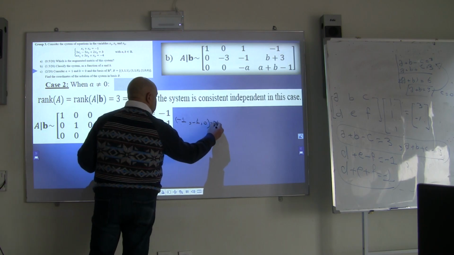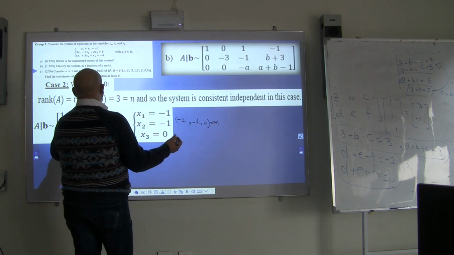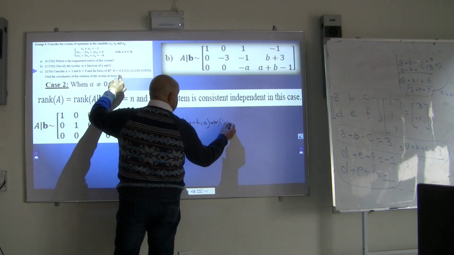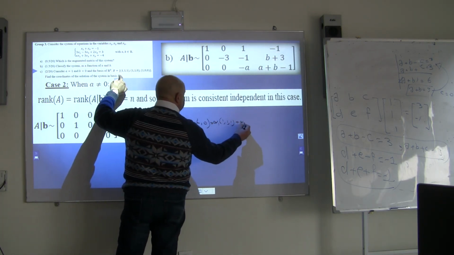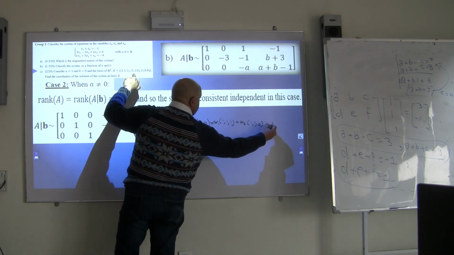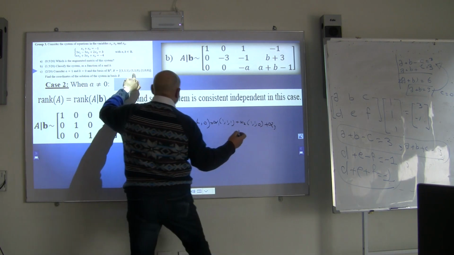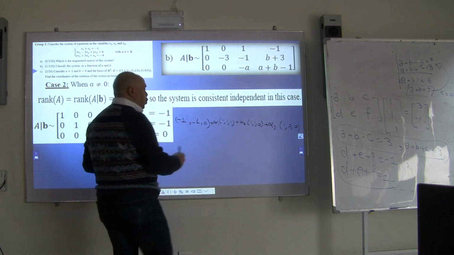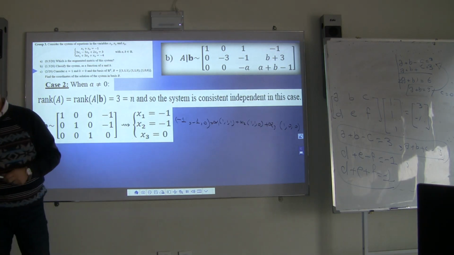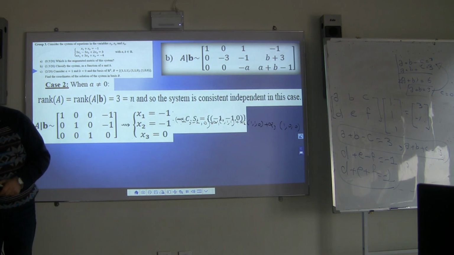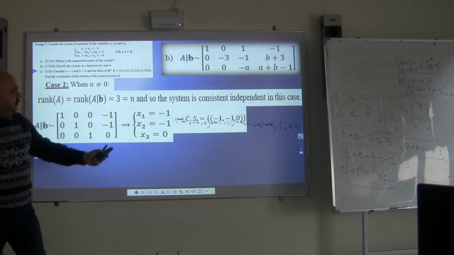which equals alpha 1 times the first vector, which is (1, 1, 1), plus alpha 2 times (1, 1, 0), plus alpha 3 times (1, 0, 0), and try to solve for alpha 1, alpha 2, and alpha 3. This is going to be the coordinates, as I told you. So this is mainly the solution.